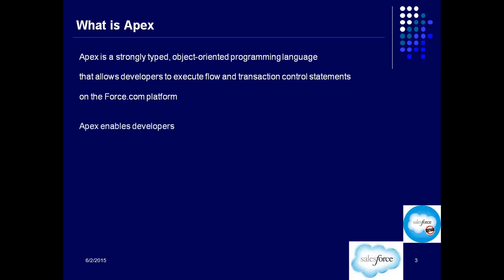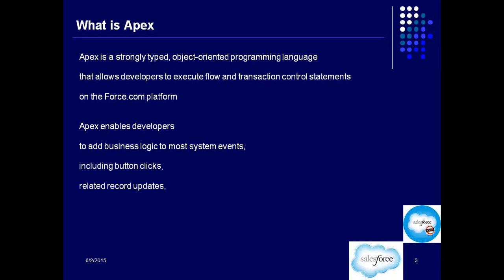Now Apex enables developers to add business logic to most of the system events. So this enables you to add your logics into the system events. What kind of system events are we talking about? We are talking about button clicks, related record updates. So it can execute certain logics on the click of a button, or when a record is being updated, or on the Visual Force pages, right? So that's what Apex is.